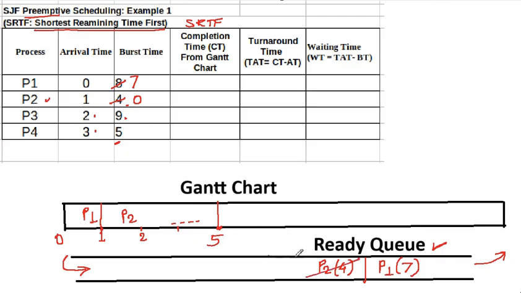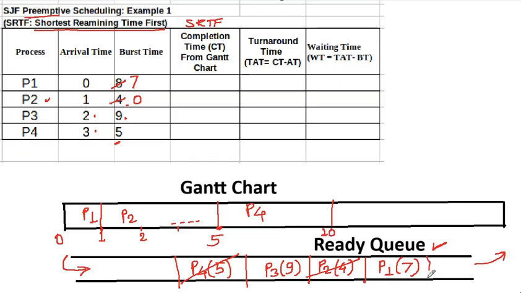Then next, how many processes are ready at time 5? At time 5 P3 is ready with 9 units of time, and P4 is also ready. So we have to make entries of them in the ready queue. P4 with 5 units of time is ready. Then check which is the shortest process in this ready queue. P4 is the shortest process. So execute P4 completely, up to 5 units, that is up to 10.